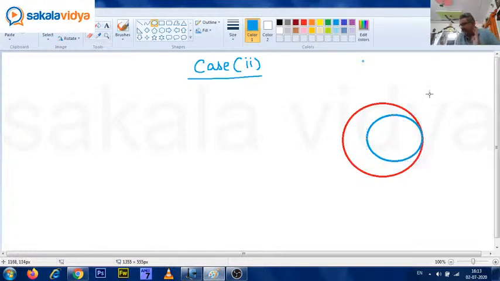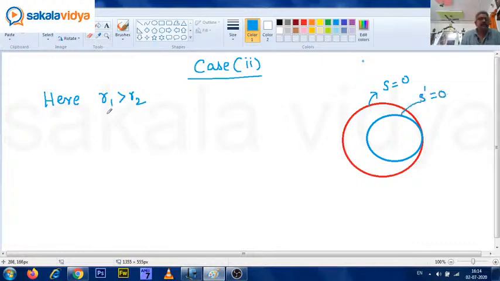Here one circle touches the other circle inside. So in this case, we can consider R1 is greater than R2, where R1 is the radius of this circle. S is equal to 0, S dash is equal to 0. R1 is greater than R2 here, and also R1 minus R2 equals C1 C2, the distance between the two centers.